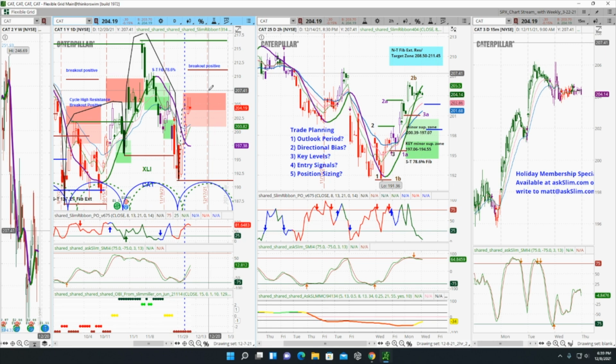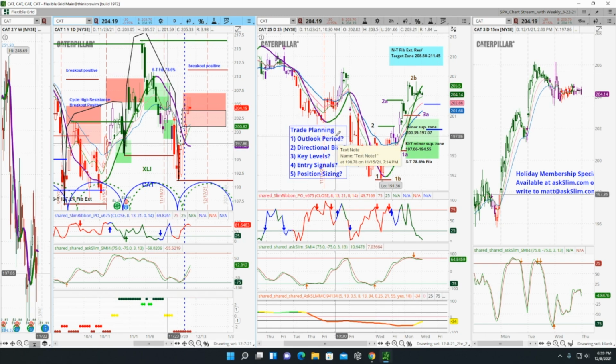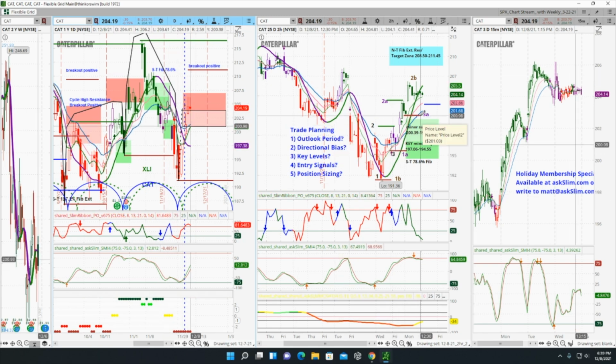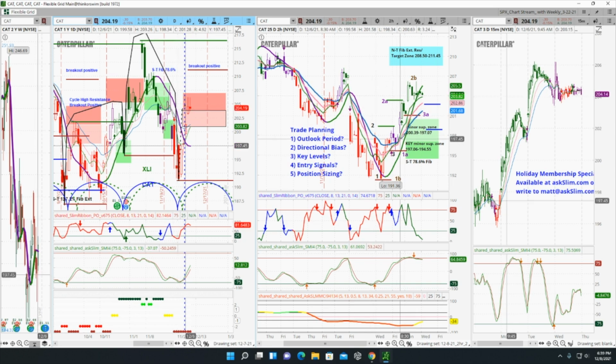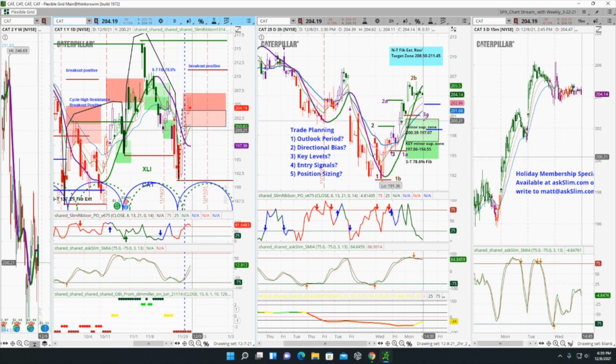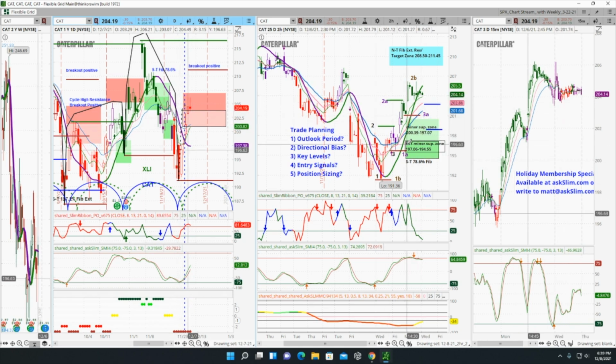Okay, so we have covered the 5 aspects of trade planning. We've taken a look at Caterpillar here. Caterpillar in the 2-hour, if you had a 1 to 5 day outlook, is showing a bullish bias. We've identified our target zones. We have some support areas. We've talked about entry signals, and we've talked about position sizing.